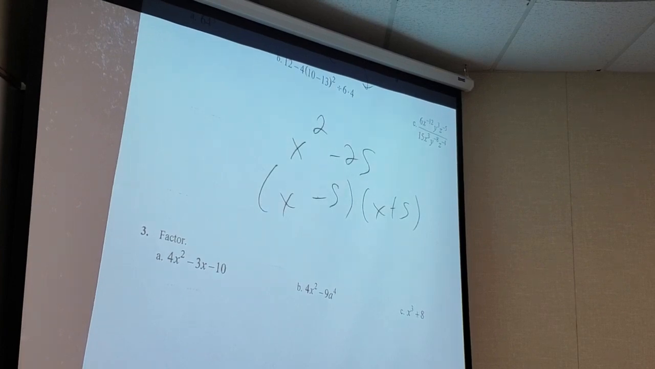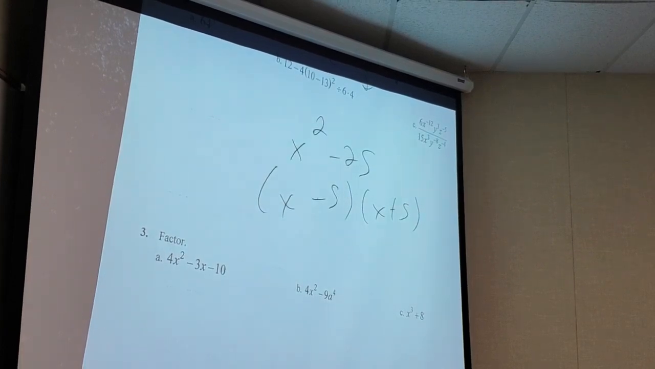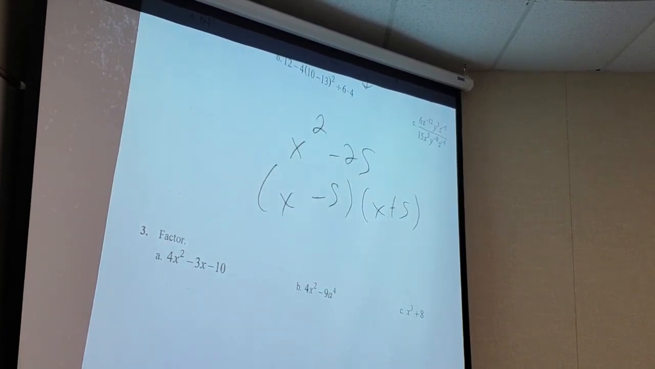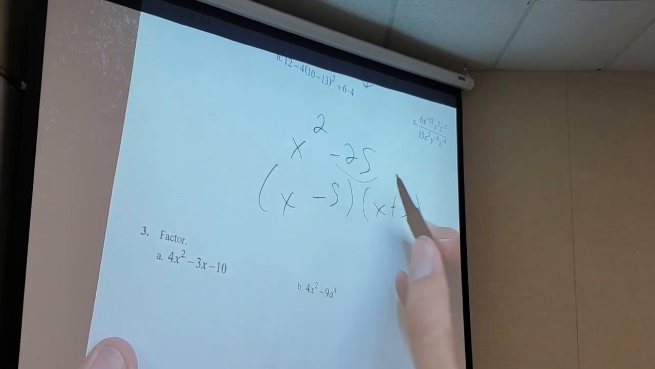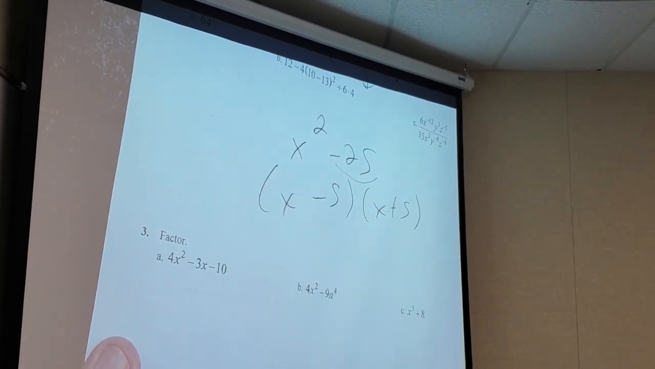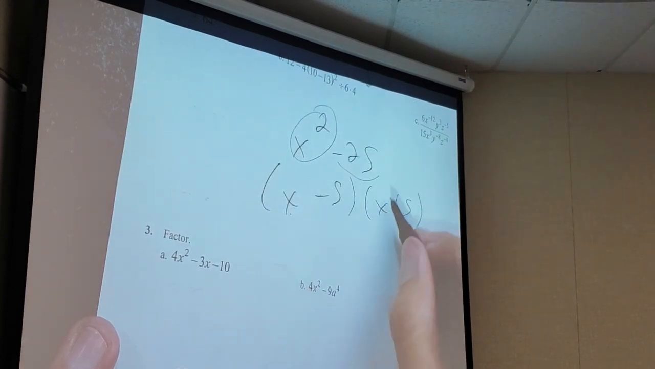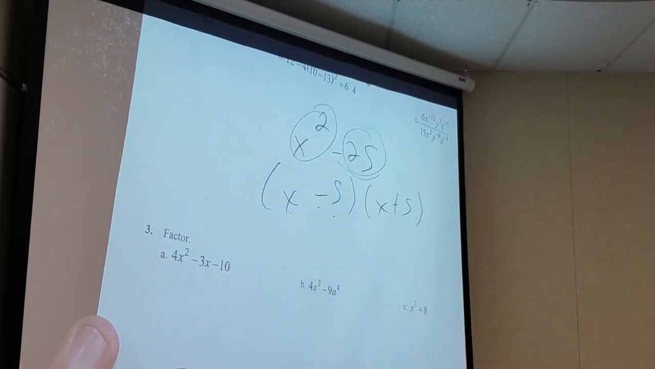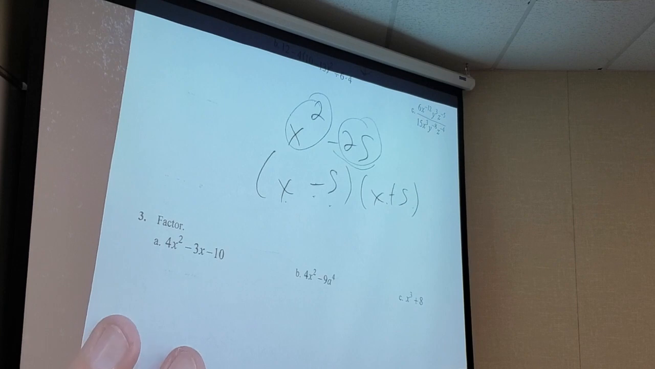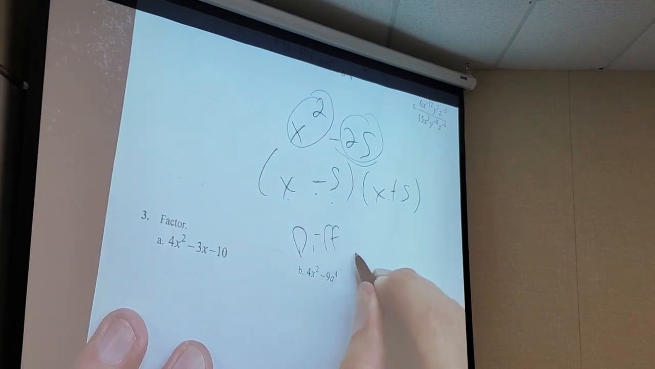No. Well, it's a 0. So I can still do two numbers that multiply to negative 25 and add to be 0. So don't they just have to be the same number, different signs? So then I just make a shortcut out of it. x squared, x times x. 25, 5 times 5. Minus, plus, done. So this is called the difference of squares.